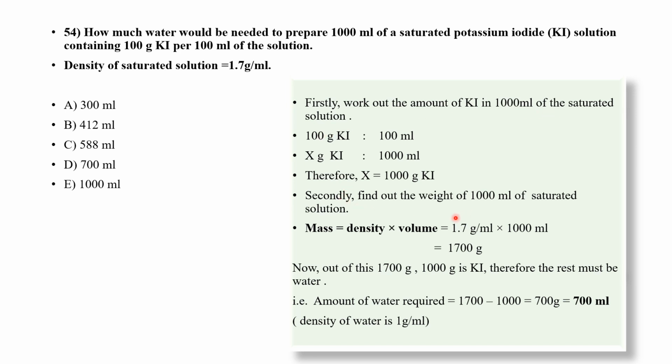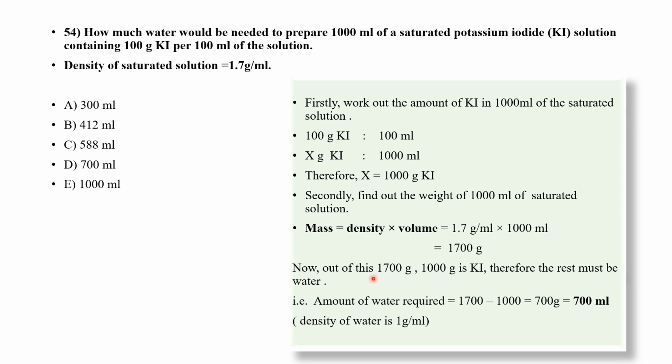Now find out the weight of 1000 ml of the saturated solution. So here density is given as 1.7 gram per ml. Density means mass by volume. So mass will be equal to density into volume. Density we already know, which is 1.7 gram per ml, and the volume is 1000 ml, because we need to prepare 1000 ml. So 1.7 gram per ml into 1000 ml is equal to 1700 gram. So this 1700 gram is the weight of 1000 ml of the saturated solution.